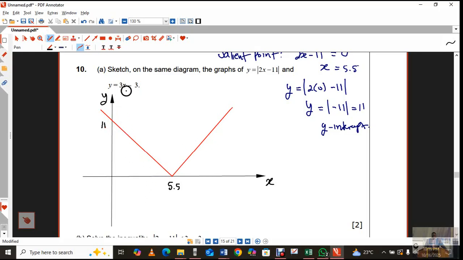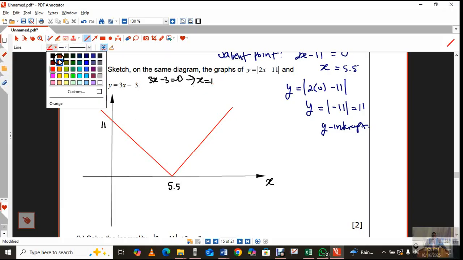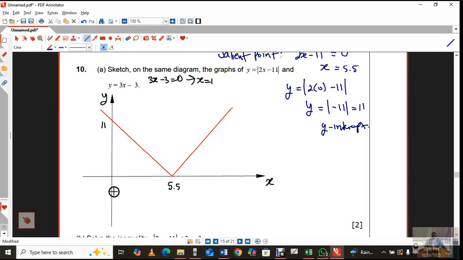And the other one, well, for this one, it will cut the y-axis at -3, but where will it cut the x-axis? It will cut the x-axis where y equals 0. So 3x minus 3 equals 0. This will give you that x is equal to 1. So I can actually go ahead and draw that graph, and that graph is just a sketch, remember, it is going to go something like this.